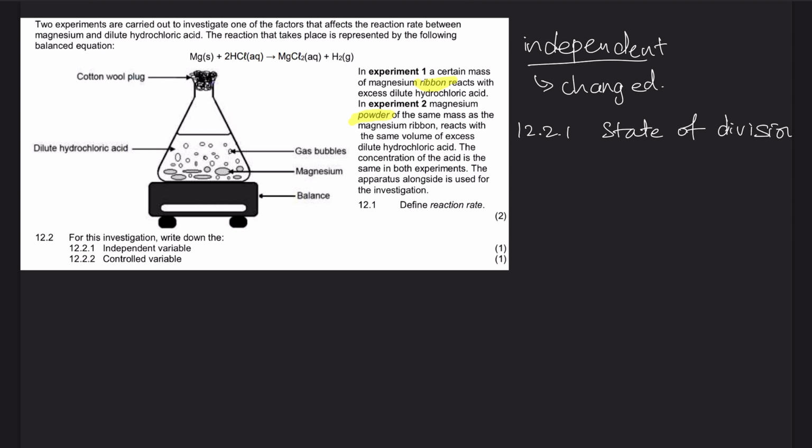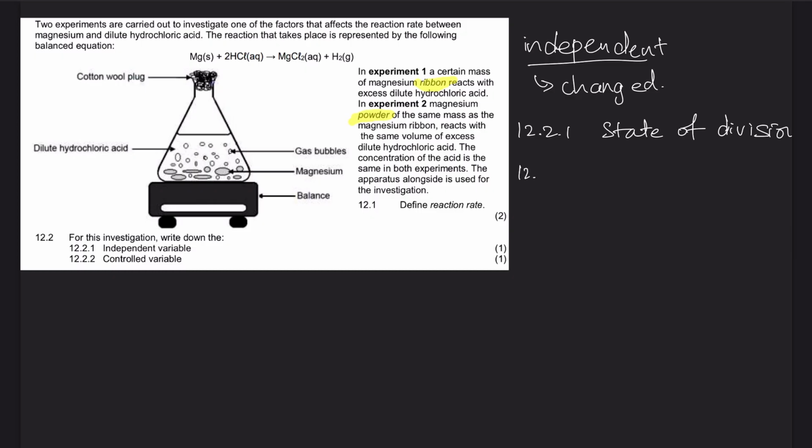And what does state of division mean? Basically, it's the state that it's in. For example, the magnesium in the first experiment is in a ribbon form and the second one is in a powder form. So that's going to affect the surface area. So the term we use to explain that is state of division.